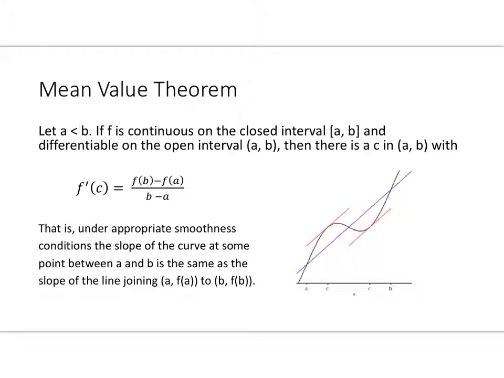So if I'm looking at this graph, here are my endpoints, A and B, there's a slope between them. What the mean value theorem says is that for any two points, as long as there's an interval, I have to have another line, some point between them, where the slope is exactly the same as the slope of the line between those two endpoints. So under appropriate smoothness conditions, the slope of the curve at some point between A and B is going to be the same as the slope joining those two endpoints. So if I just took A and B and drew a straight line, there's at least one more point on the curve that would have that same slope. That is what the mean value theorem is telling me.